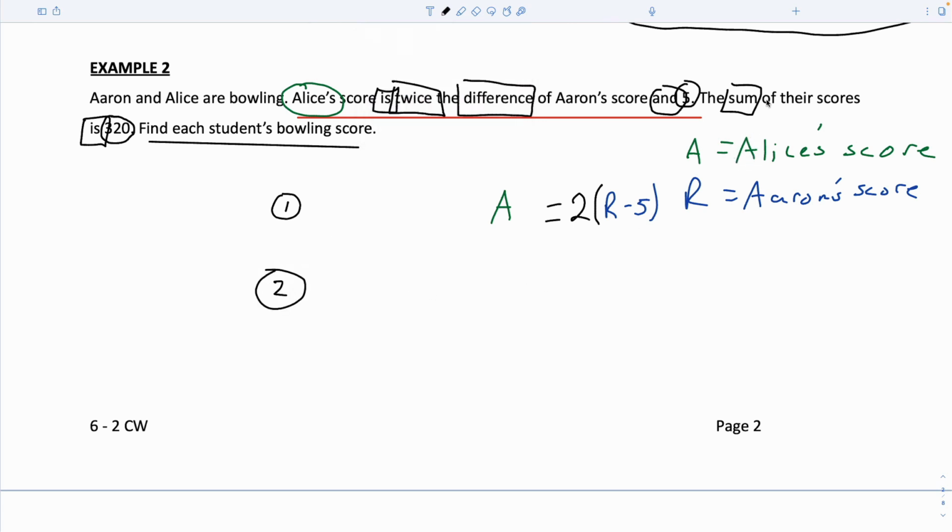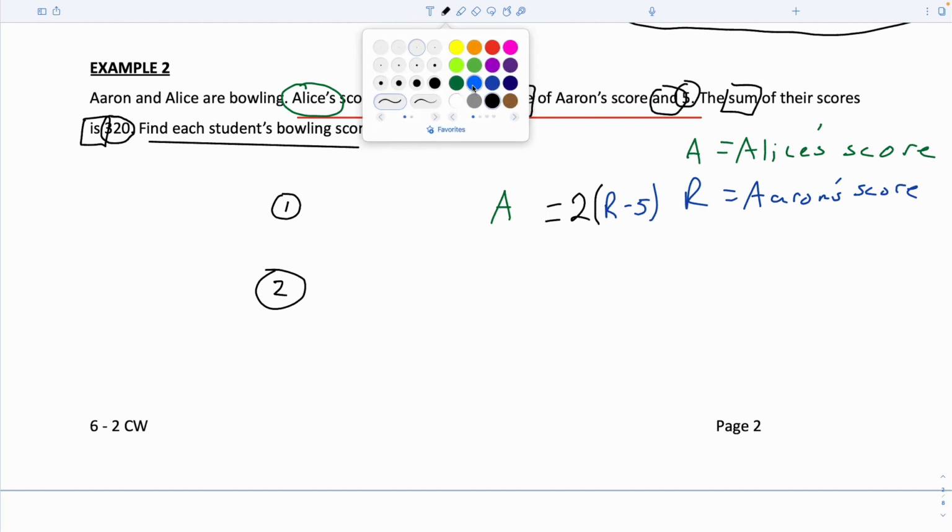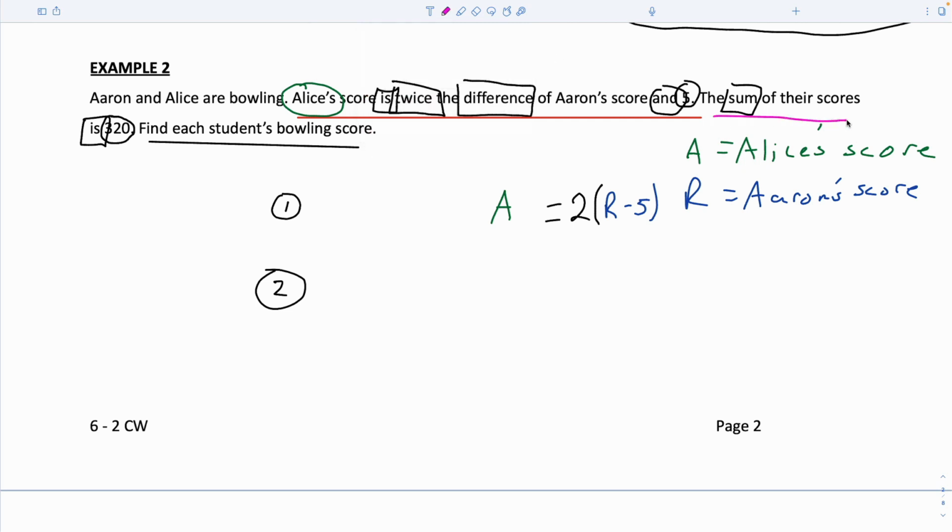The second equation, I still need to go to this part over here. I do not know. Let's go with pink. The sum is what they tell me, but I don't know Aaron's score. I have an equation for Alice's score. If they say sum, you're thinking addition. If you see is, you're thinking equals. Find each student's bowling score, so we're going to use the information they have for the second one to set this thing up. It is equal to 320.